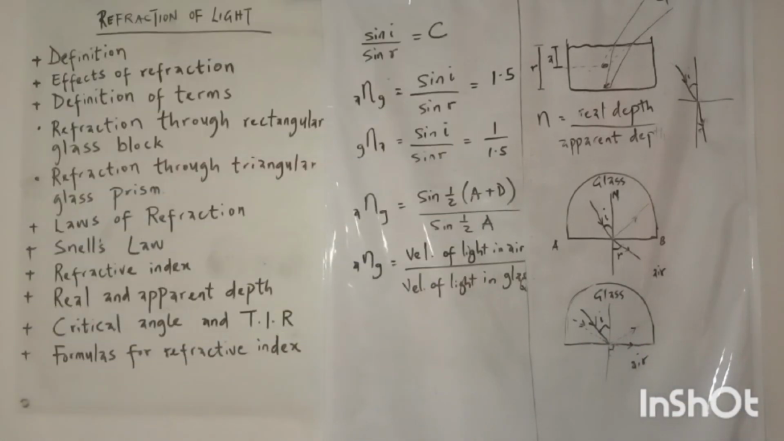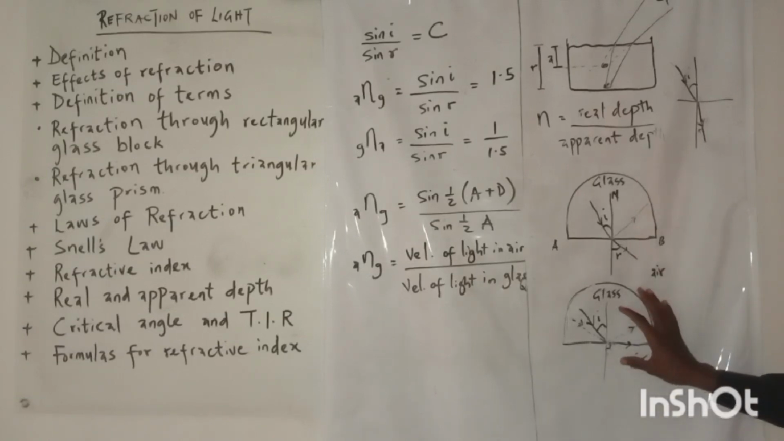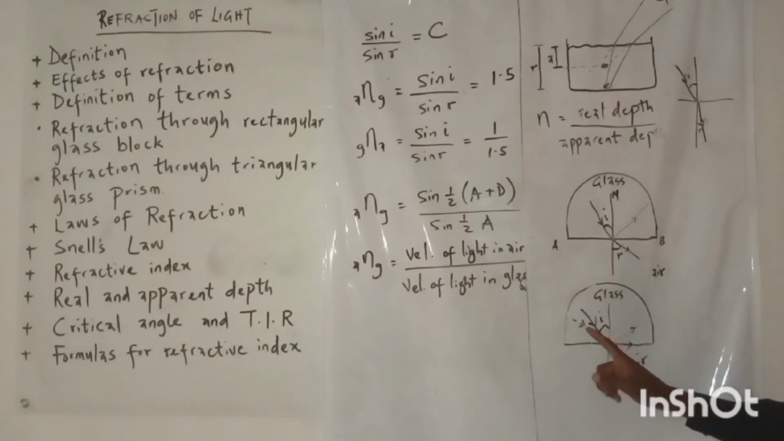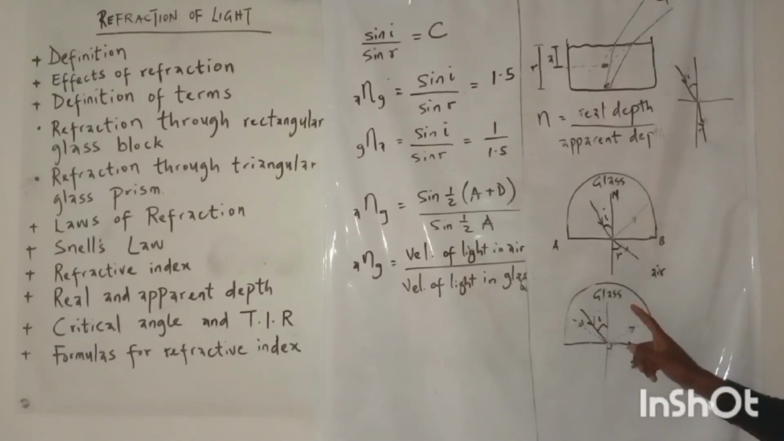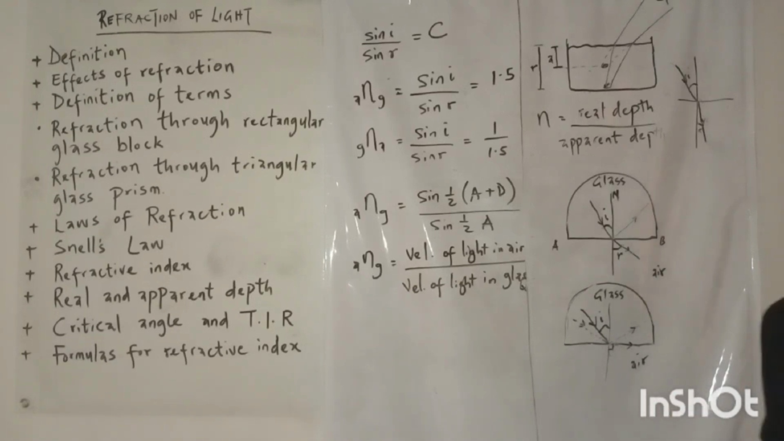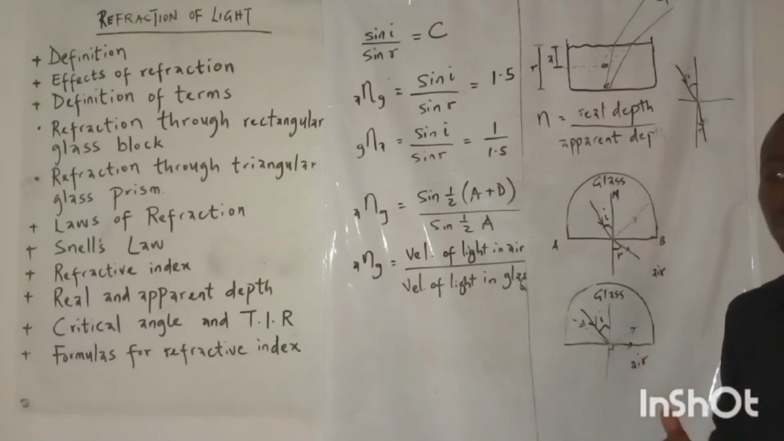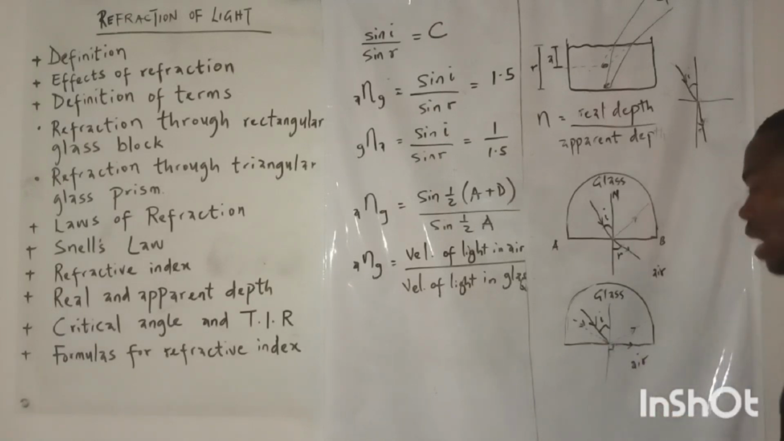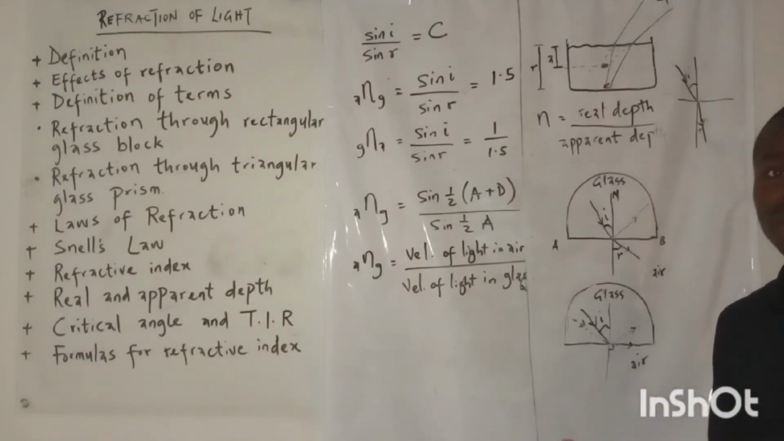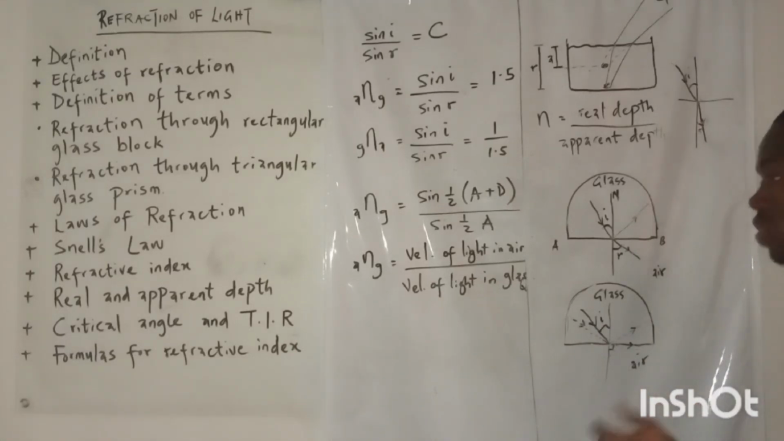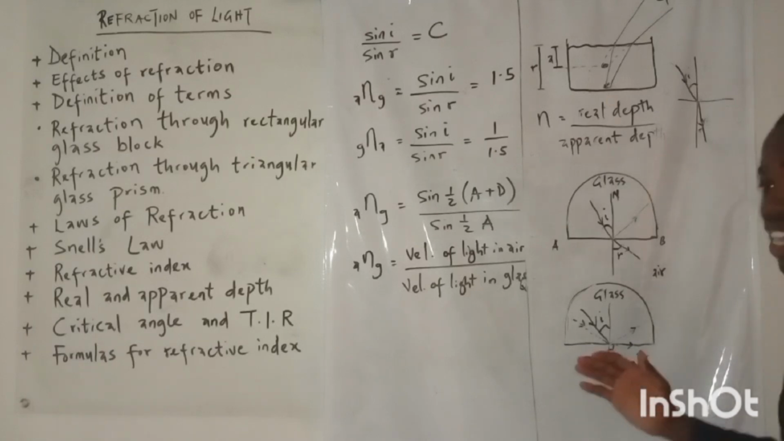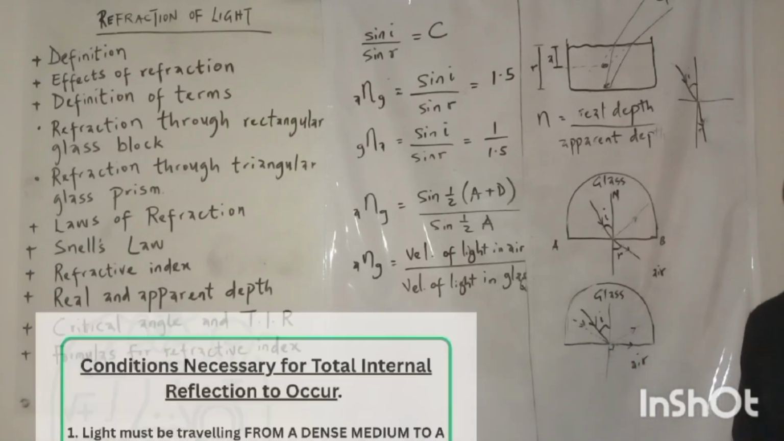Now, there are two conditions necessary for total internal reflection to occur. From this diagram, you would see that light is traveling from glass to air, and glass is denser than air. So the first condition is that light must be traveling from a dense medium to a less dense medium, like from glass to air or from water to air. You know, water is denser than air. That is the first condition.